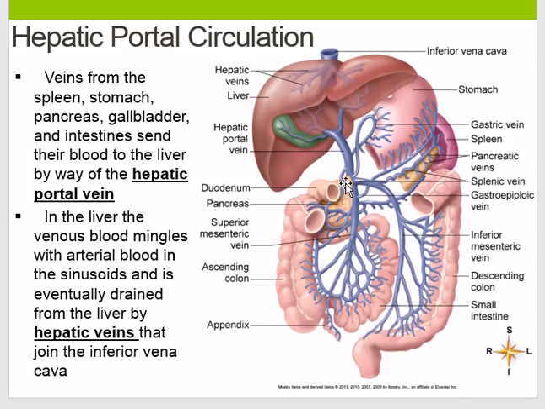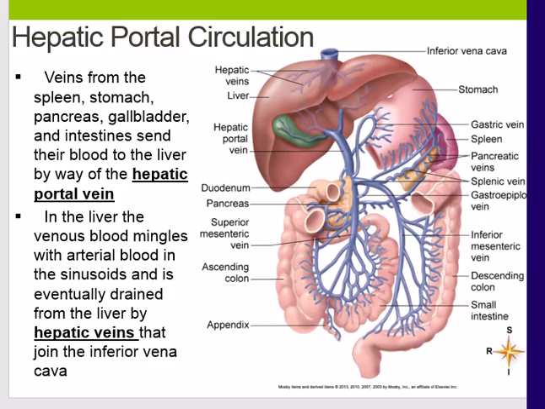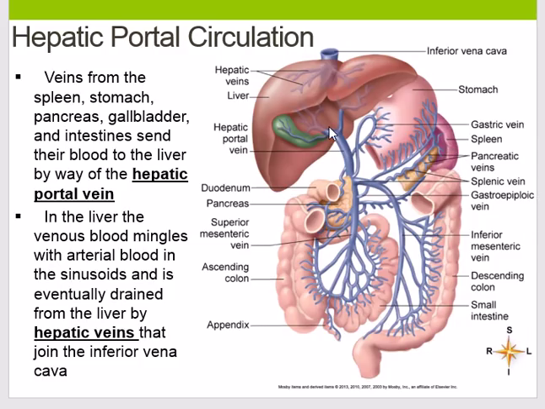So here's the hepatic portal vein that's going to be bringing deoxygenated blood and some waste products from the spleen, the stomach, the pancreas, the gallbladder, and the intestines to the liver, at which time it is going to mingle with arterial blood and eventually be drained into the inferior vena cava by the hepatic veins. And that's where there's a difference between hepatic veins and hepatic portal vein.